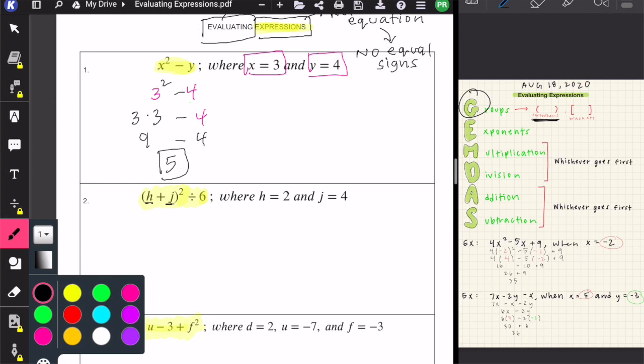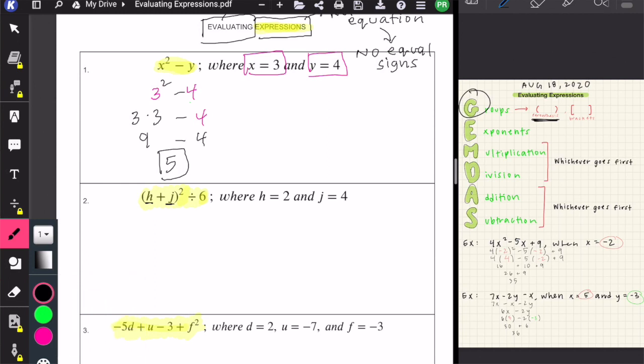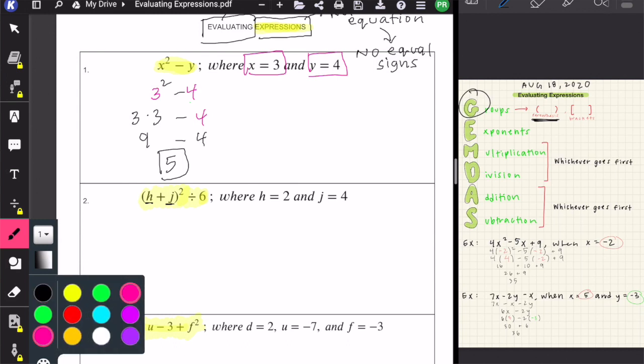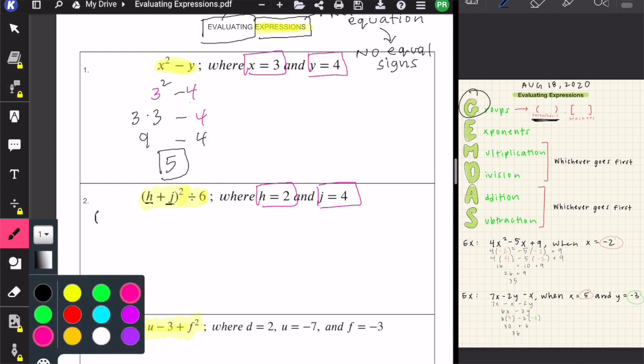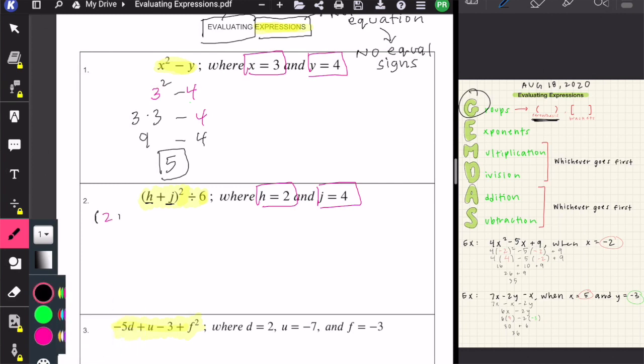Okay, but before we do that, let's go ahead and plug in our values. We have h and j. So h is 2, which means I start with that open parenthesis. So that starts with 2 plus j, which is 4. And then this is quantity squared, that's a group, divided by 6.